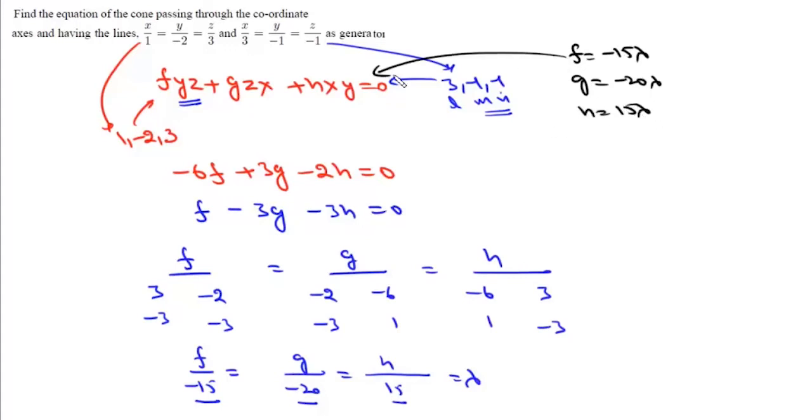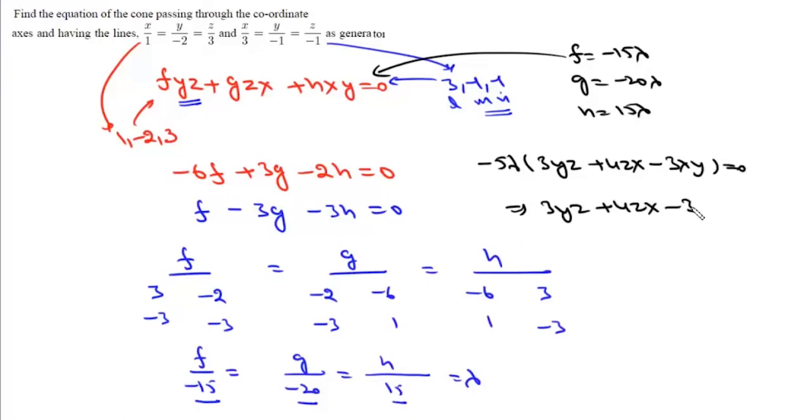And if we put them in this equation, we can actually take minus 5 lambda common. So if we take minus 5 lambda common, there will be 3yz plus 4zx minus 3xy equals 0. So the equation of this cone will be 3yz plus 4zx minus 3xy equals 0.